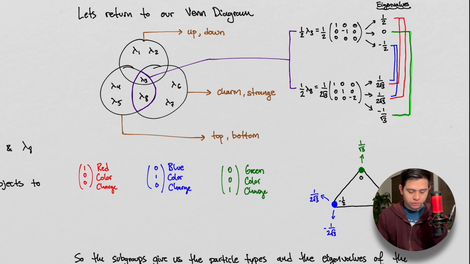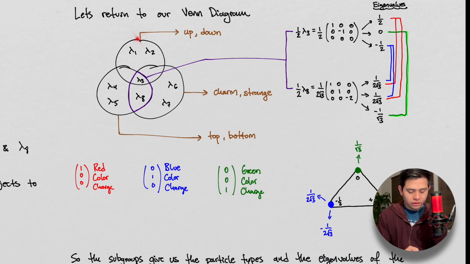If we return to the Venn diagram, we're going to say that this upper circle is going to give us up and down quarks. This circle here, this is where the physics gets implied. This circle right here is going to give us the top and bottom quarks, and this circle right here is going to give us the charm and strange quarks. Okay, so this is where we're being suggestive on the physics. We are saying that the up and down quarks and the, so we have the different types of quarks.